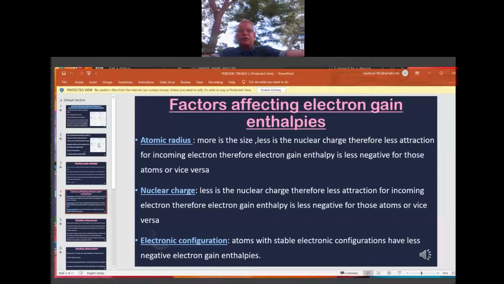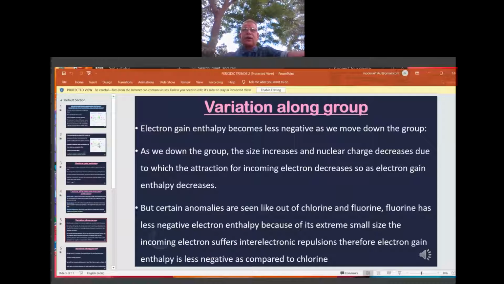So in chemistry, remember these two points: minimum repulsion, maximum stability. When the minimum repulsion is there, it is minimum energy, because every system wants to go to the least energy state. Everybody likes the least energy state. Accordingly, we go for the least energy state or the maximum stability state. So we look at the atomic radius, nuclear charge, electronic configuration. All those factors are there on which electron gain enthalpy depends.